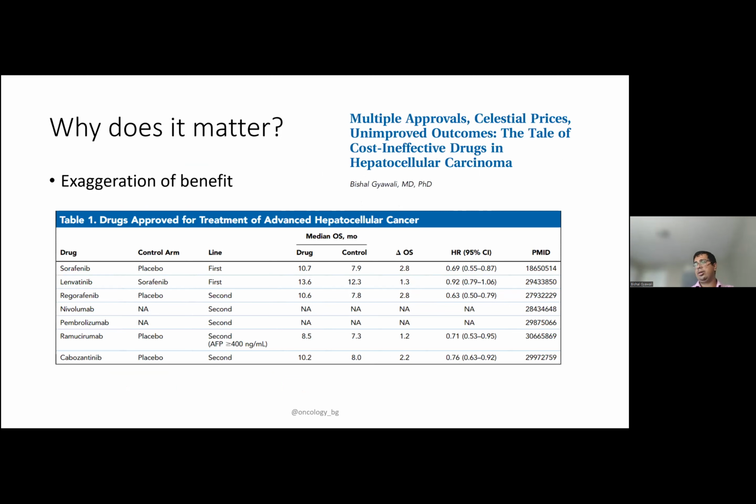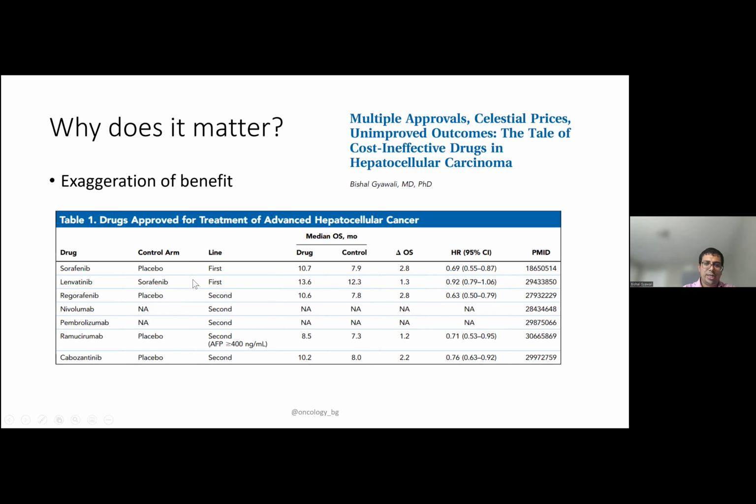And why does it matter? Why should we try to see that more and more patients are like routine patients instead of highly selected patients? That is because there will be severe exaggeration of benefit in these clinical trials. And in our routine world, when we are using these drugs in the routine patients, there is huge shrinkage of clinical benefit. I wrote this paper for hepatocellular cancer, but the lessons remain the same.